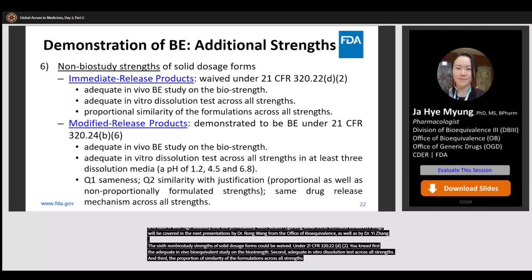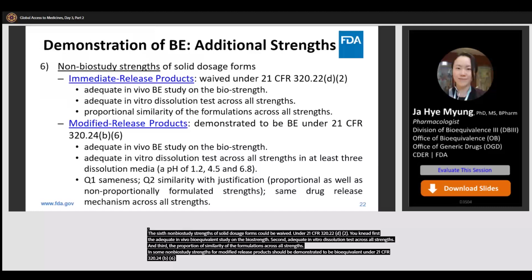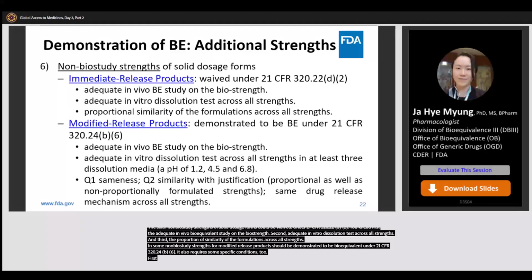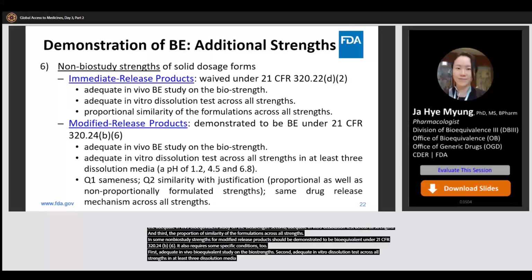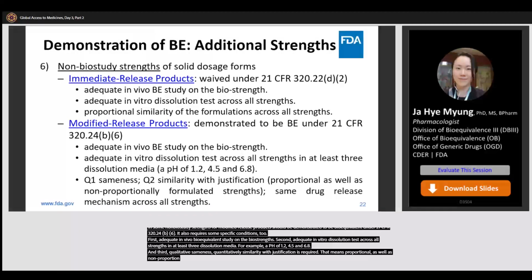In the case of non-biostudy strengths of solid dosage forms for modified release products, bioequivalence should be demonstrated under 21 CFR 320.24(b)(6). It also requires some specific conditions. First, an adequate in vivo bioequivalence study on the biostrength. Second, an adequate in vitro dissolution test across all strengths in at least three dissolution media, for example, a pH of 1.2, 4.5, and 6.8. And third, qualitative sameness and quantitative similarity with justification is required. That means proportionally as well as non-proportionally formulated strengths could be justified. And last, the same drug release mechanism across all strengths is required.